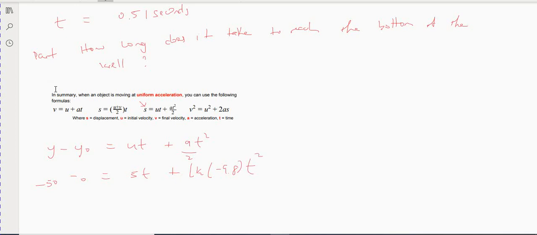And with that being said, we can rewrite this to say that 0 is equal to minus 4.9t squared plus 5t plus 50. Good. And that is in the quadratic form.